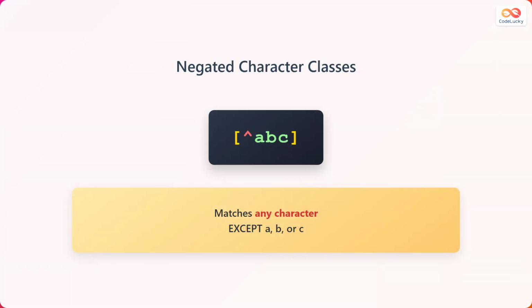To match any character that is not in a specified set, use a caret, which is the symbol above the number 6 on most keyboards, at the beginning of the character class. For example, [^ABC] matches any character except A, B, or C. This is called a negated or complement character class.